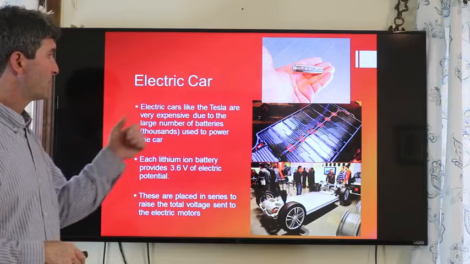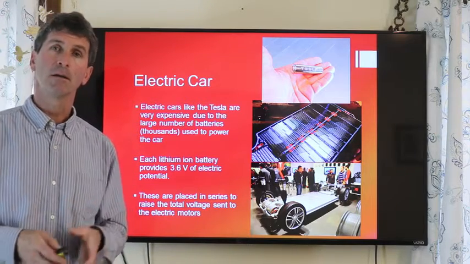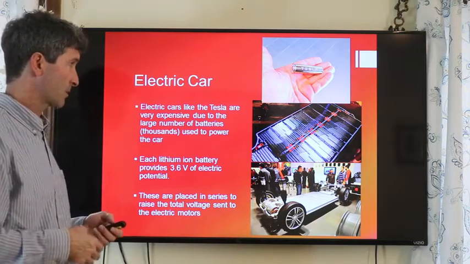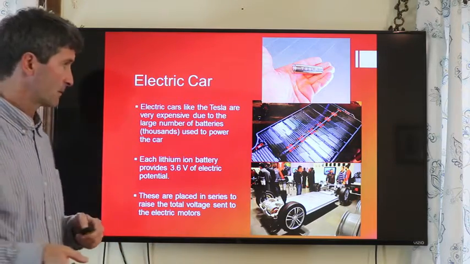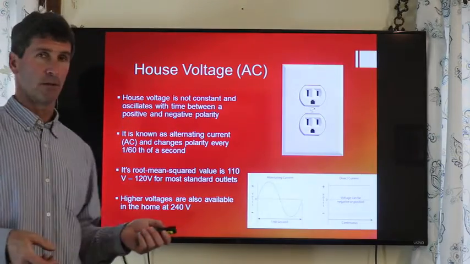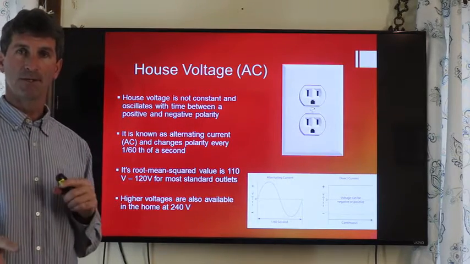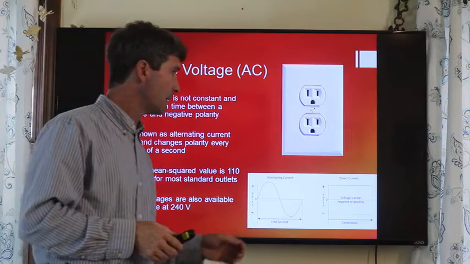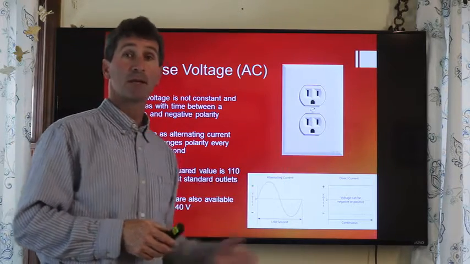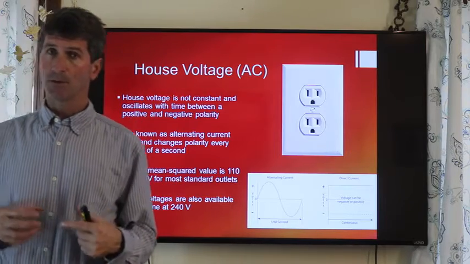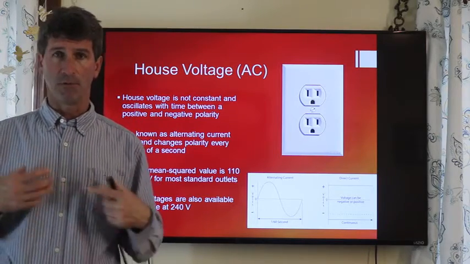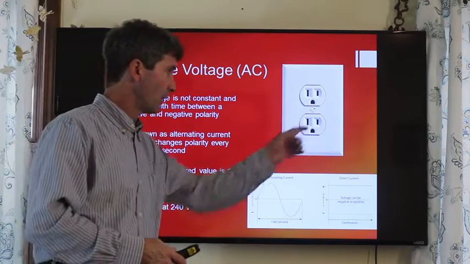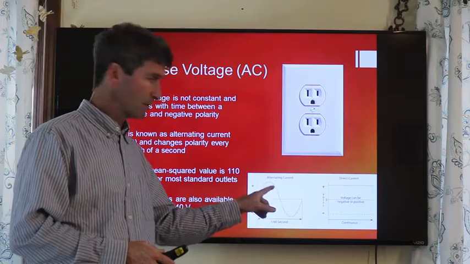Same thing with the electric car. The electricity is flowing in one direction. There's a positive terminal, there's a negative terminal. With alternating current, it actually oscillates in polarity, which means that when we plug something in, there's a hot terminal and there's a neutral terminal. The neutral terminal is always said to be at 0 volts, no electric potential. The hot terminal, however, oscillates from a positive voltage to a negative voltage.